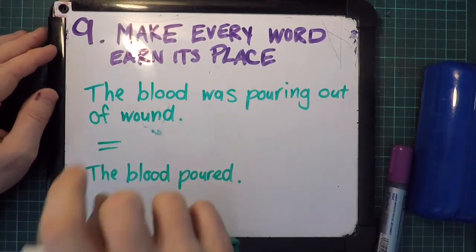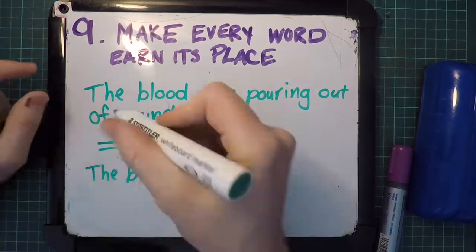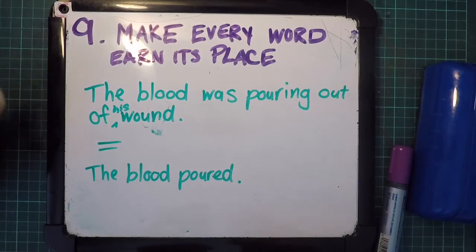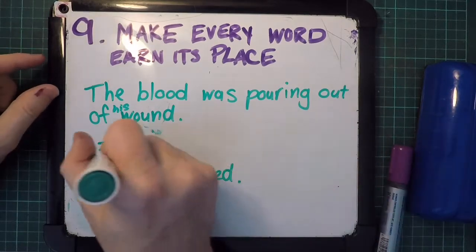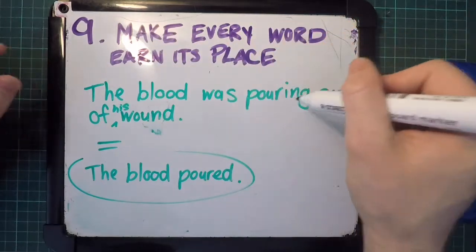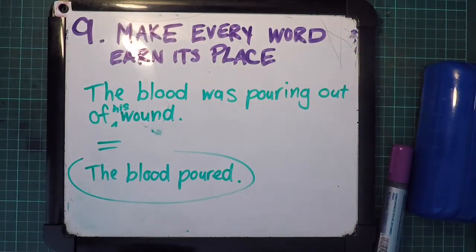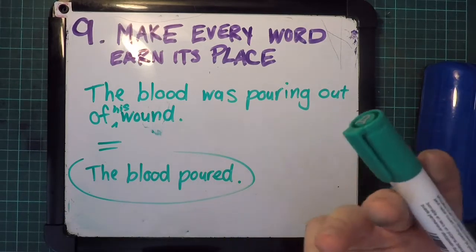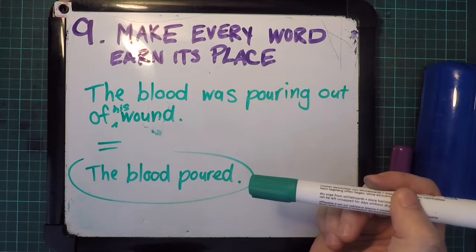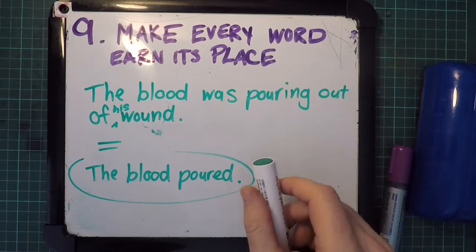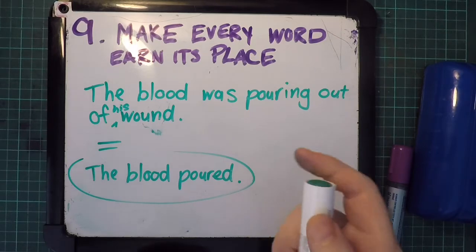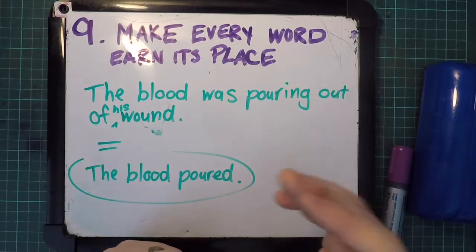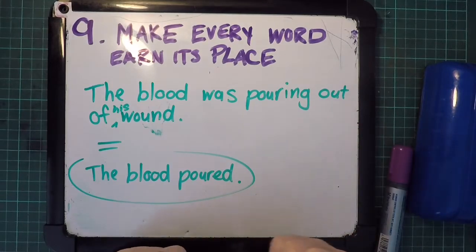So for example, "the blood was pouring out of his wound," right? We can just simplify that to "the blood poured." You get the same effect, and you use 3 words instead of 8 words. So that's just one sentence. You can save yourself 250, 300 words if you just go through your manuscript and ruthlessly cut out everything that you don't absolutely have to have. Try not to repeat yourself if possible, and avoid rambling on and on with boring descriptions.